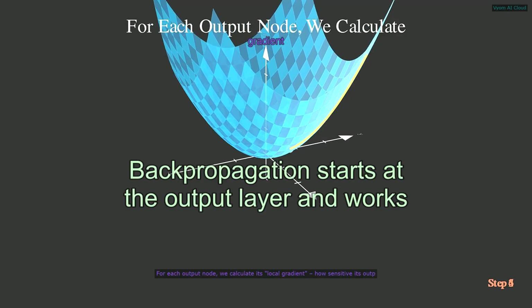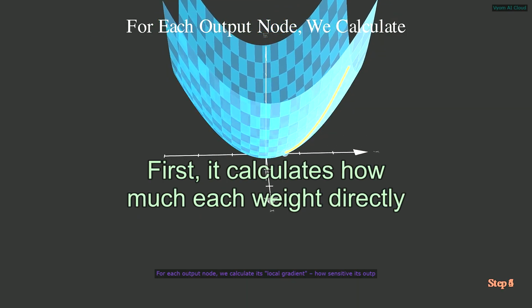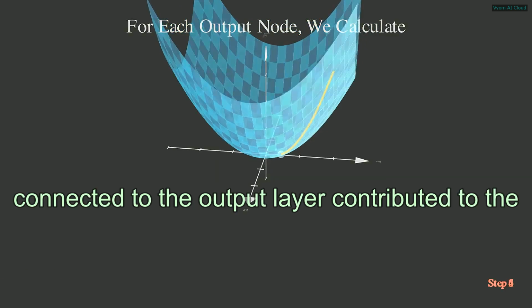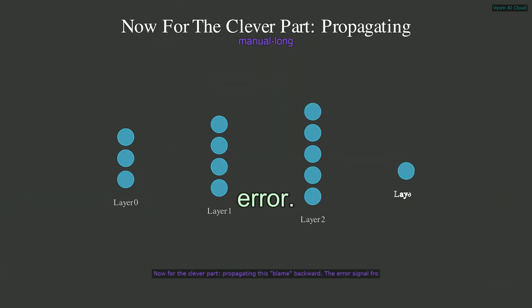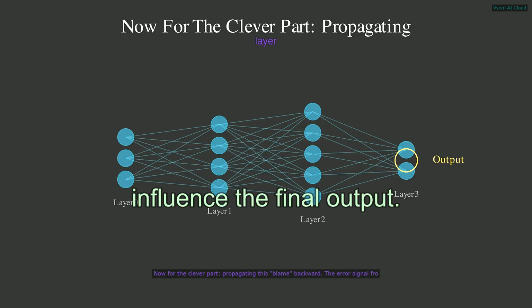Backpropagation starts at the output layer and works backward. First, it calculates how much each weight directly connected to the output layer contributed to the error. This is relatively straightforward, as these weights directly influence the final output.